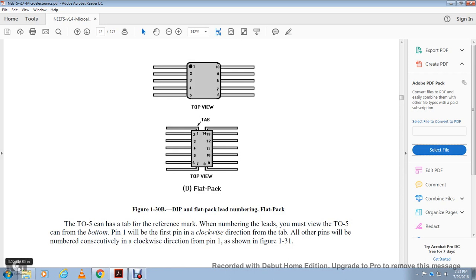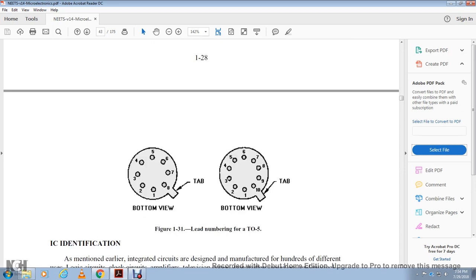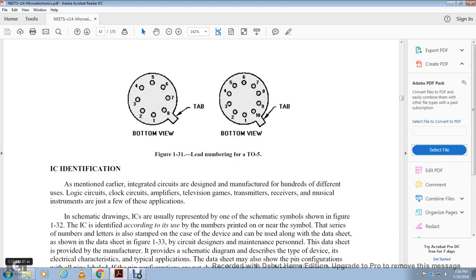The transistor outline 5 can has either a tab as the reference mark with the number, or you must view the transistor outline 5 can from the bottom of the pin. Pin one is the first pin in the counterclockwise direction from the tab. The other pins are numbered consecutively in a clockwise direction, as shown in figure 131. Figure 131 shows the leading number of the transistor outline 5. Bottom view, 1 through 8, 1 through 10, tab identification.